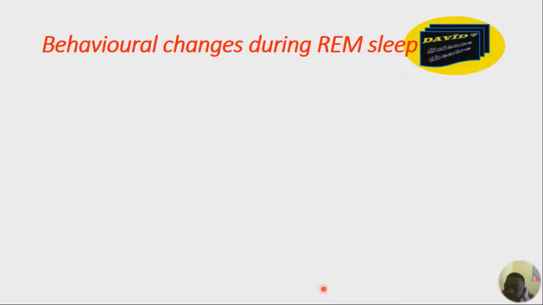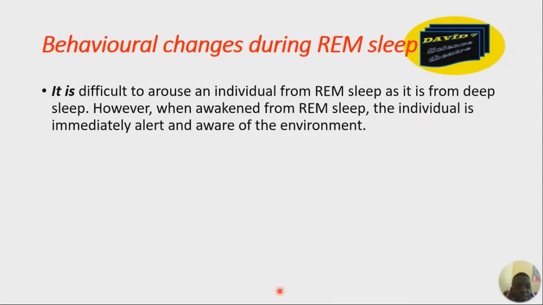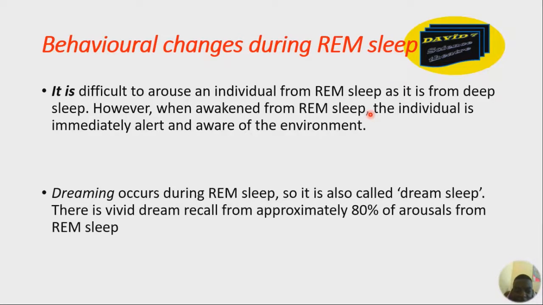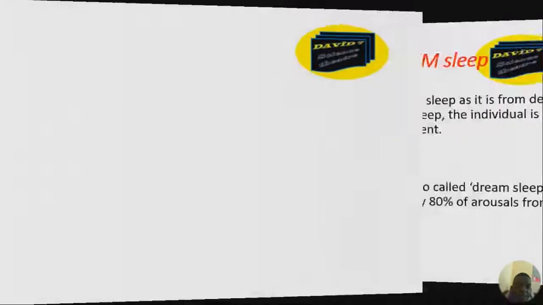Let's talk about the behavior changes during REM sleep. One, it is very difficult to arouse this individual from REM, as it is from deep sleep. Okay? However, when awakened from REM sleep, the individual is immediately alert and aware of the environment. Dreaming occurs during REM sleep, so it is called dream sleep. And there is vivid recall of dreams from approximately 80% of arousals from REM sleep. They'll be able to recall what they dreamed. Okay?